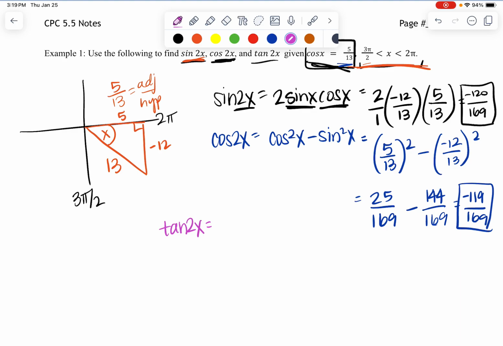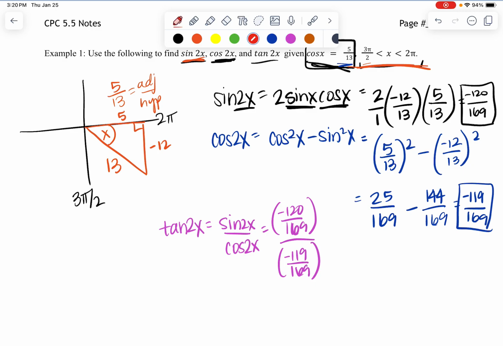Now for the last one, I'm going to use my little trick that we've talked about in class. Tangent of 2x, it has its own formula, but you can bypass it if you know sine of 2x divided by cosine of 2x. Since I've already done the work for both of those, I can take my answers. So -120/169 was the sine of 2x answer, and then -119/169 was the cosine answer, so I can take advantage of those, divide them, and this will be my tan answer.